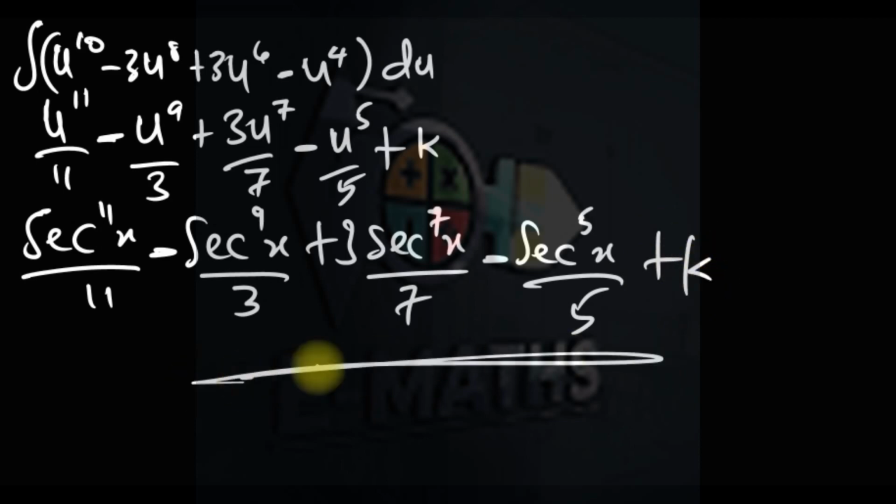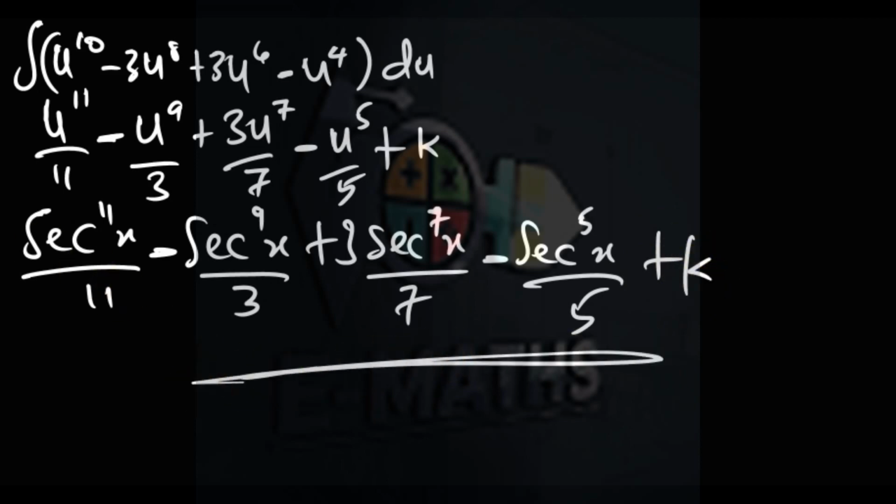Okay, let's continue. So we integrate now. This is u raised to the power 11 over 11 minus u raised to the power 9 over 3 plus 3u raised to the power 7 over 7 minus u raised to the power 5 over 5 plus k. And since u is sec, we have sec x raised to the power 11 over 11 minus sec x raised to the power 9 over 3 plus 3 sec x raised to the power 7 over 7 minus sec x raised to the power 5 over 5 plus k. So that's how you solve such a problem.